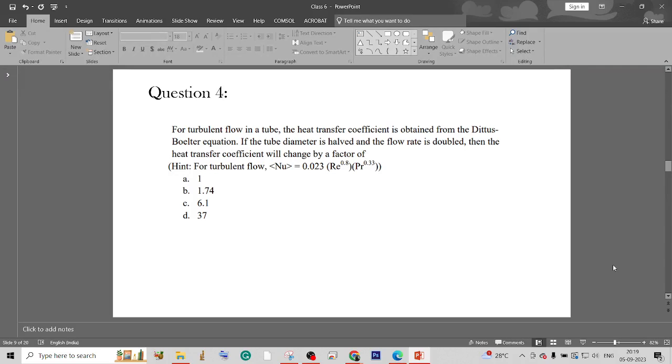The next question is, for a turbulent flow in a pipe, the heat transfer coefficient is obtained from the Dittus-Boelter equation. If the tube diameter is half and the flow rate is double for the new flow, the heat transfer coefficient will change by what factor? We will be using the Dittus-Boelter equation. Just break down the Reynolds number and Nusselt number, and you will see where D is there and where flow rate is there, because velocity you can directly correlate to flow rate. From there you can see the ratio of Q2 upon Q1 and D2 upon D1.